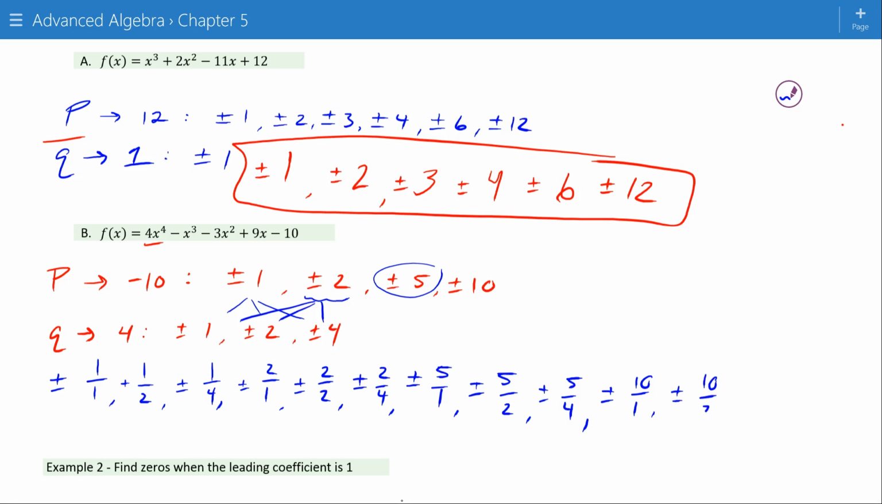Now, after you've done that and you got your 10 over 4, you're going to want to go back and simplify every single one of those fractions. And if you have any duplicates, for instance, if we get 10 over 2, that really equals 5. Well, 5 over 1 also equals 5, so you'd only have to list it off one time.